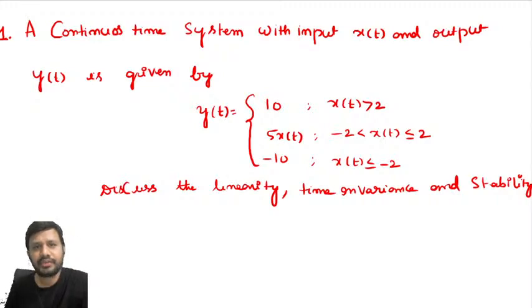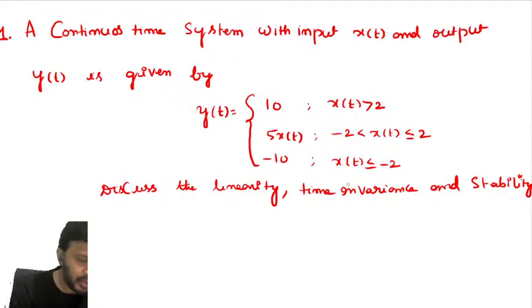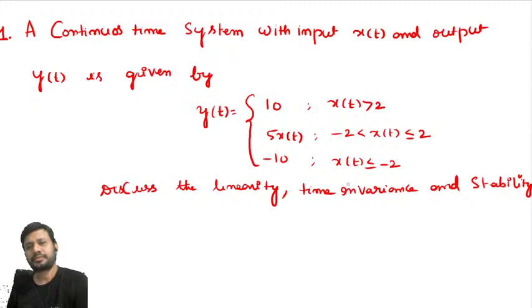A continuous time system with input x of t and output y of t is given by this input output relationship. Discuss the linearity, time invariance and stability. Now you can type your answer in the chat box. He's asking about linearity, time invariance and stability for this input output relationship. Come on, all of you, try to solve this problem and share your answer in the chat box.